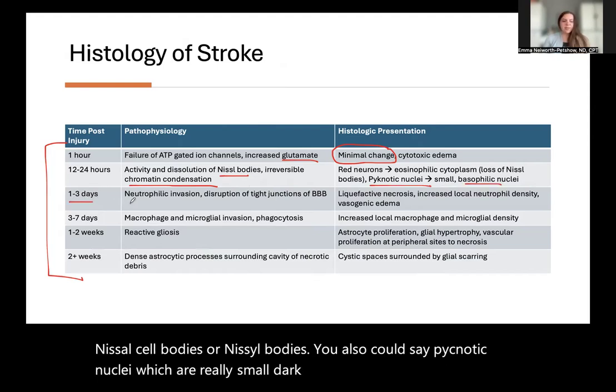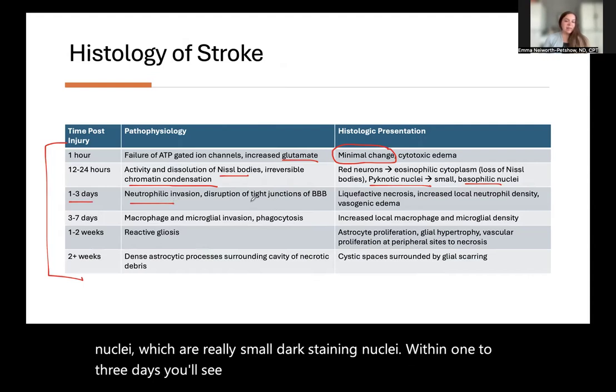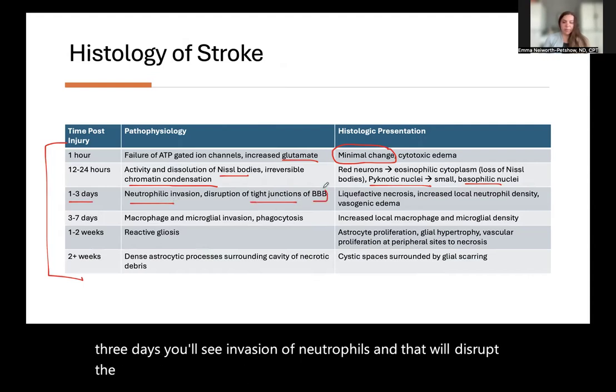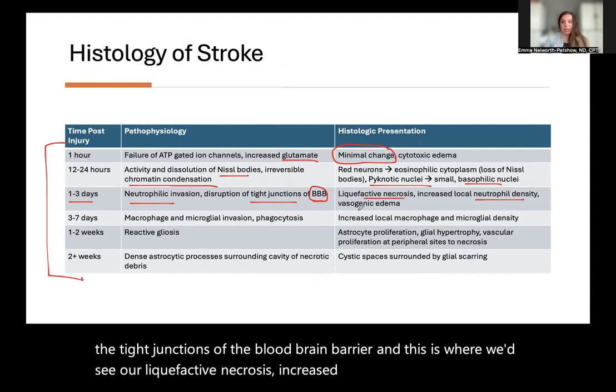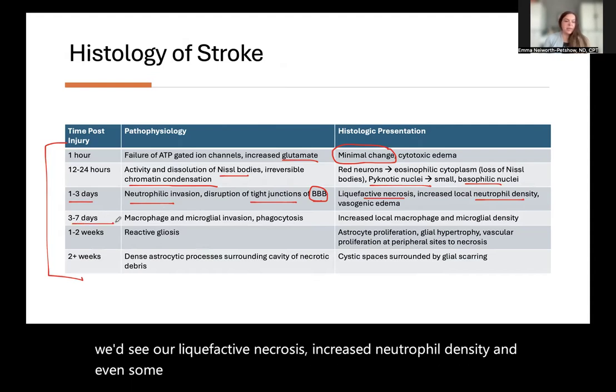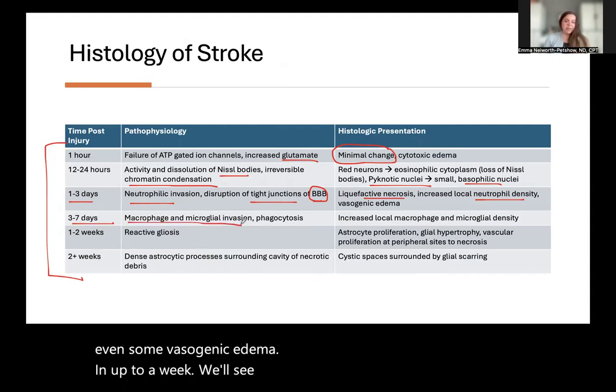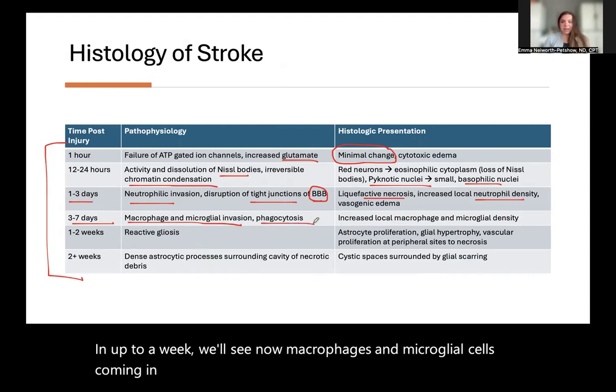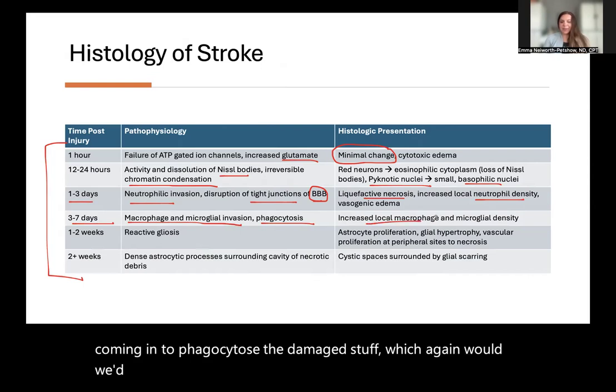Within 1 to 3 days, you'll see invasion of neutrophils, and that will disrupt the tight junctions of the blood-brain barrier. And this is where we'd see our liquefactive necrosis, increased neutrophil density, and even some vasogenic edema. And up to a week, we'll see macrophages and microglial cells coming in to phagocytose the damaged material, which again, we'd see as increased local macrophages, the microglial cells.